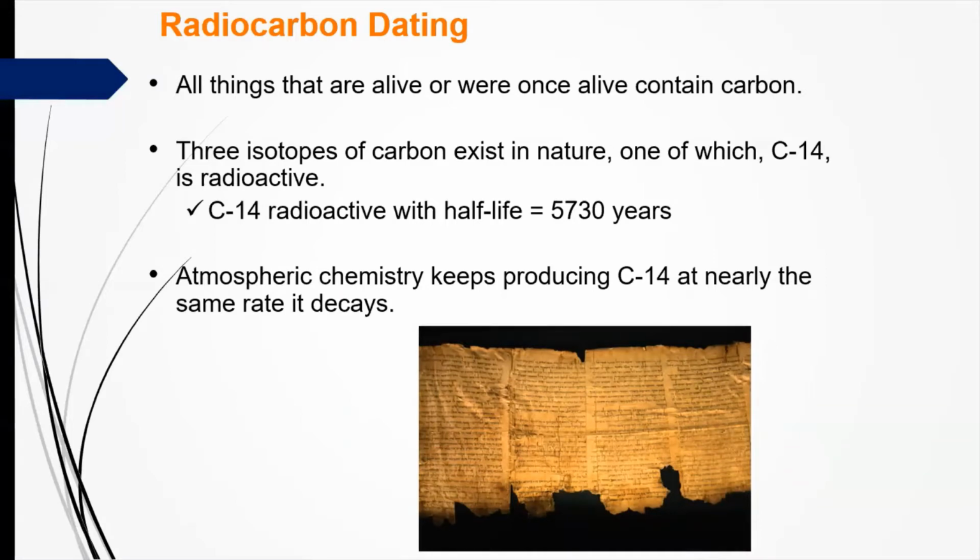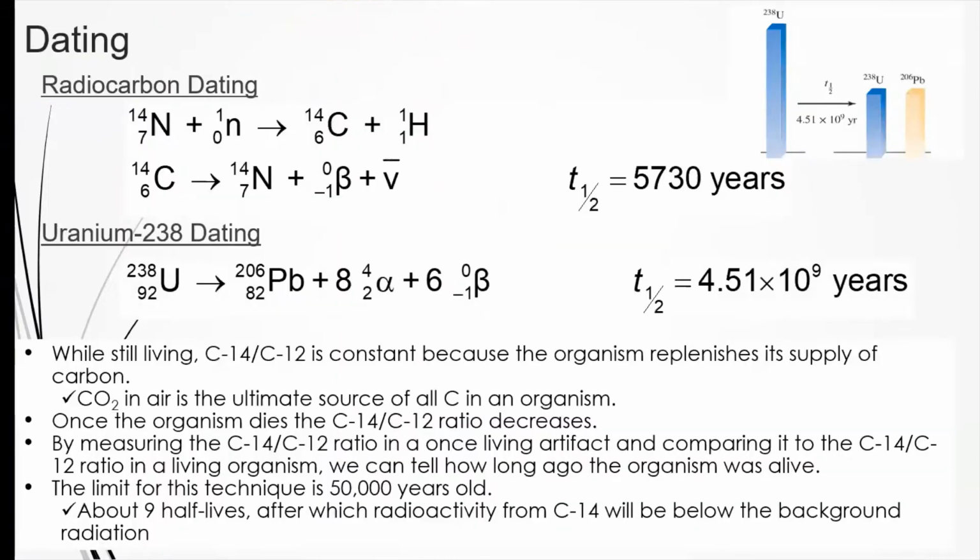We know that there are 3 isotopes of carbon in nature, and one of them is radioactive, carbon-14. Carbon-14 has a known half-life, 5,730 years. Currently, atmospheric chemistry is producing carbon-14 at nearly the same rate it decays. So that ratio of carbon-14 to carbon-12 has stayed constant through our lives. While you're still living, your carbon-14 and carbon-12 ratio is constant because we're constantly replenishing its supply of carbon through all of our biological processes.